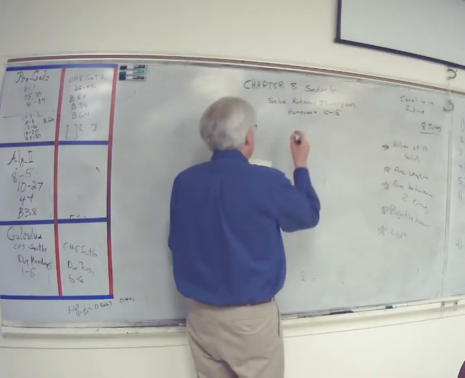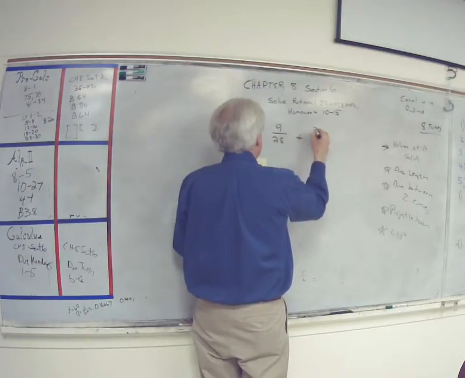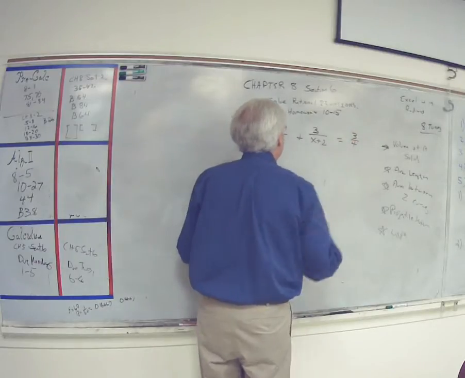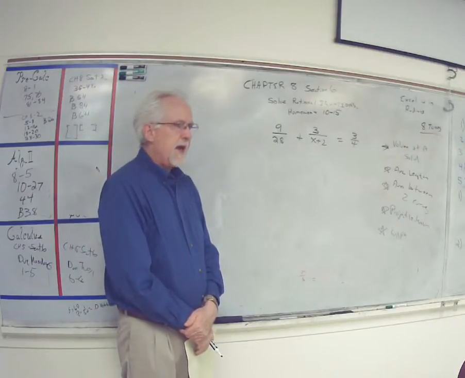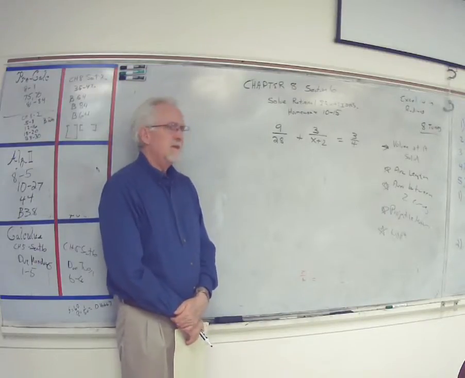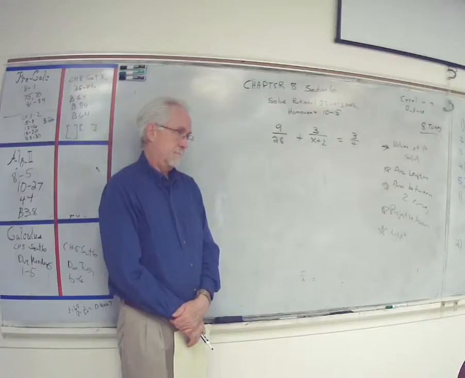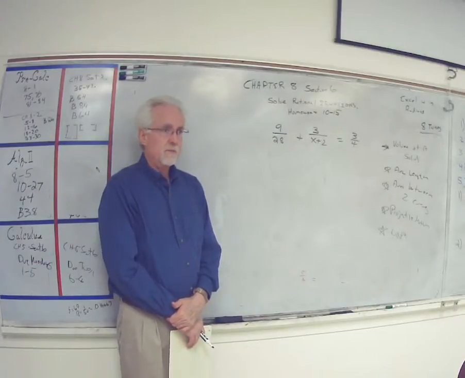So let's say I have 9 over 28 plus 3 over x plus 2 is equal to 3 over 4. Okay? Why does this problem make me very unhappy? Yeah, there's a lot of denominators and the variable in the denominator. How do I want to solve this? What is the strategy? Multiply by the least common multiple. That's right, but tell me what I'm trying to do. Eliminate the denominators.